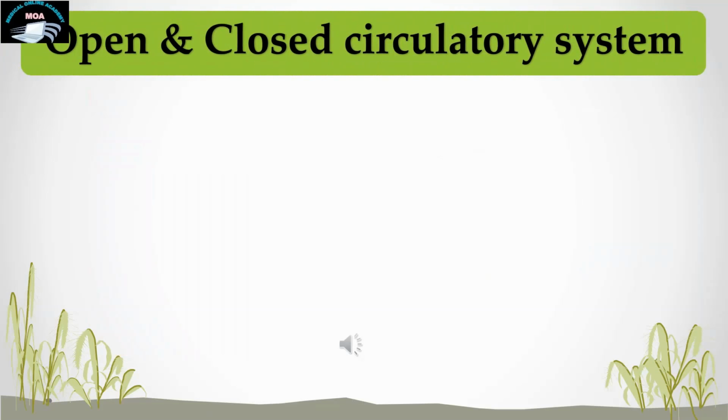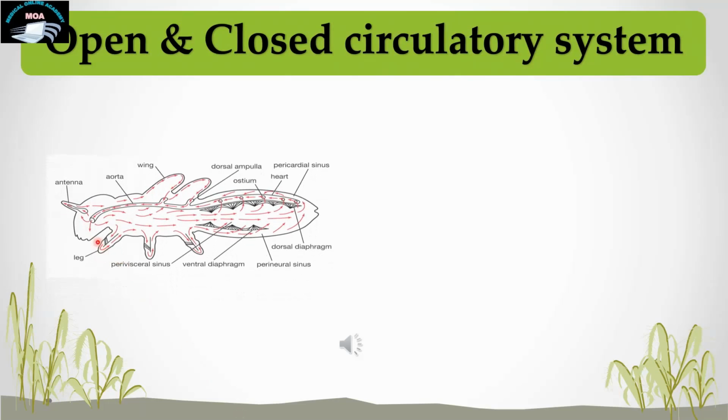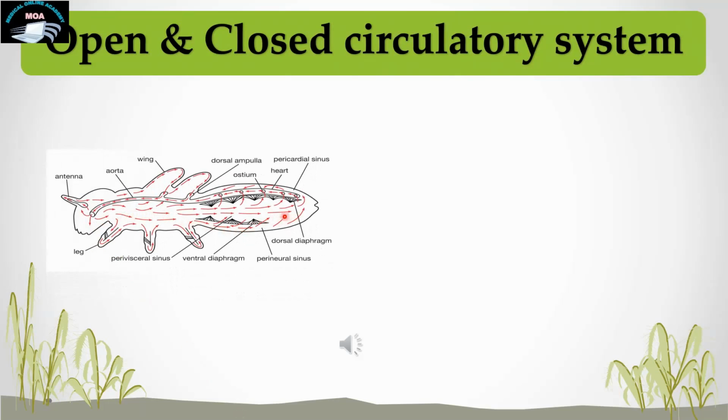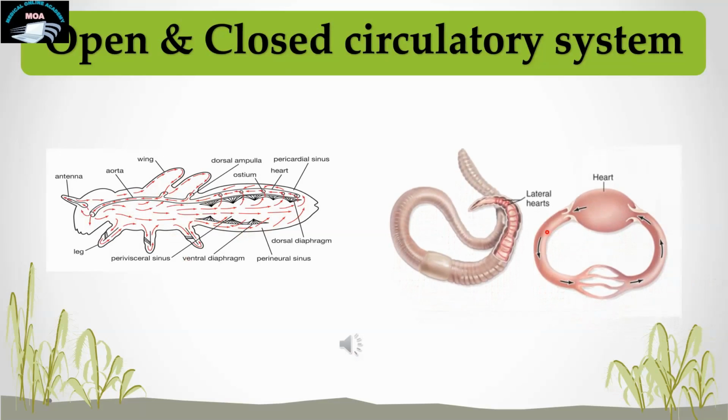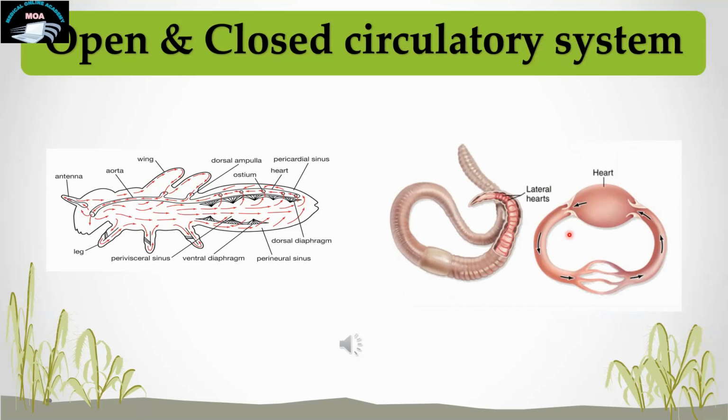Variation in circulatory system. 1. Open circulatory system. Here, blood pumped out of the heart, and the cells and tissues are bathed in it. 2. Closed circulatory system. Here, blood circulated through a series of blood vessels, arteries, veins, and capillaries.